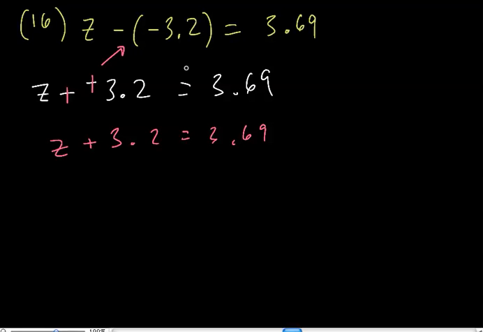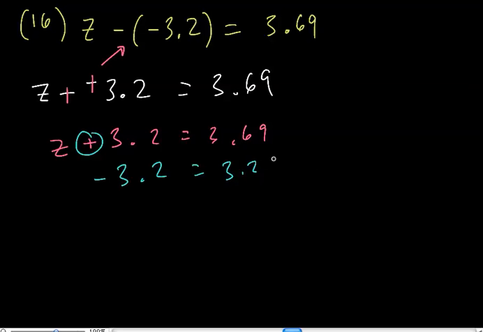The reason that the textbook or worksheet wrote that out is just not to confuse you, not to make you think, oh, there must have been a typo or something like that. All right? So how do you solve this? You break off, well, z is connected to 3.2 with a plus sign. So I'm going to have to break off that 3.2 by subtracting 3.2 from both sides, right?